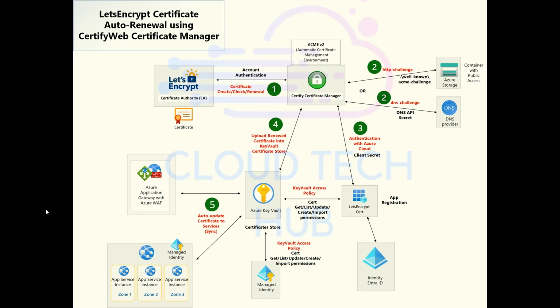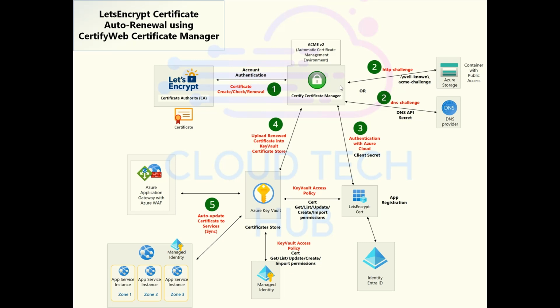Now we are going to discuss the solution for renewing the Let's Encrypt SSL certificates automatically, without the hassle of managing them manually and without worrying about renewal. As you can see in the diagram, there are multiple components that I have integrated in this solution. First of all, Let's Encrypt is the certificate authority that issues the certificates. Then we have the Certify certificate manager tool that is going to create the certificate initially, then check the certificate for its validity, and before expiry, based on the parameters, it gets renewed.